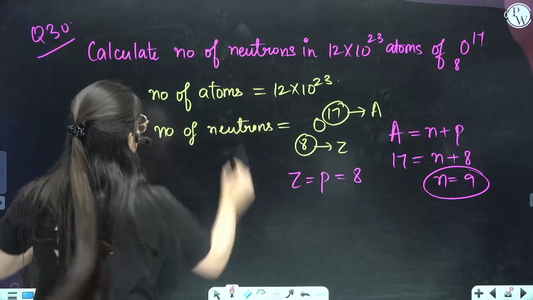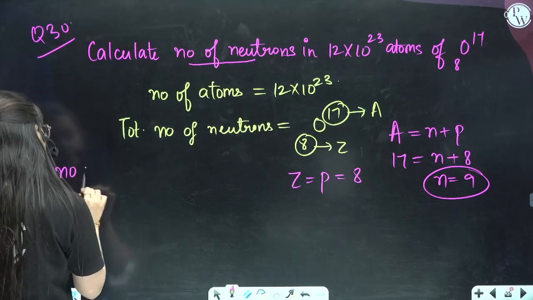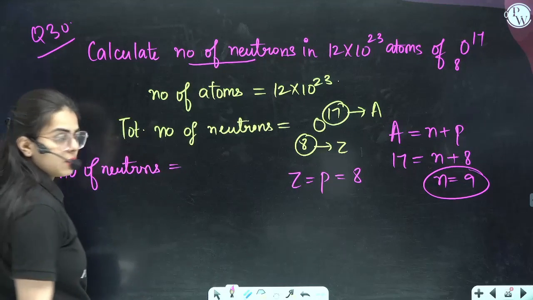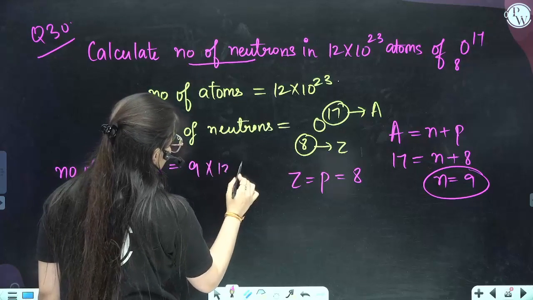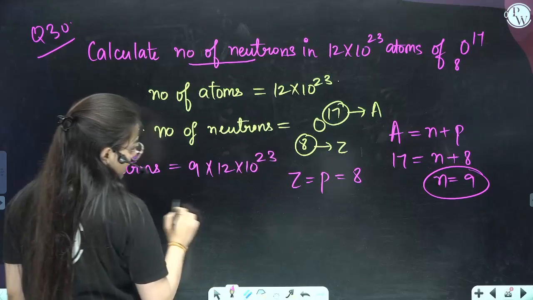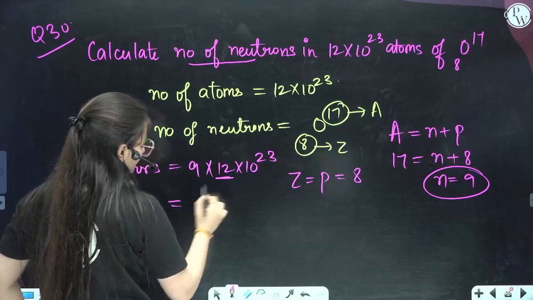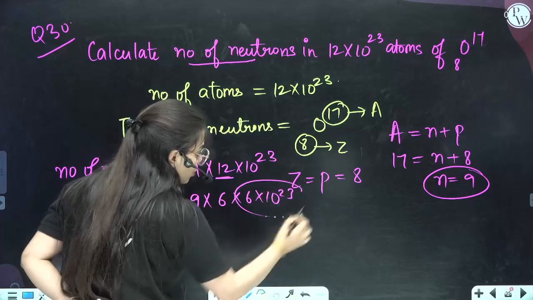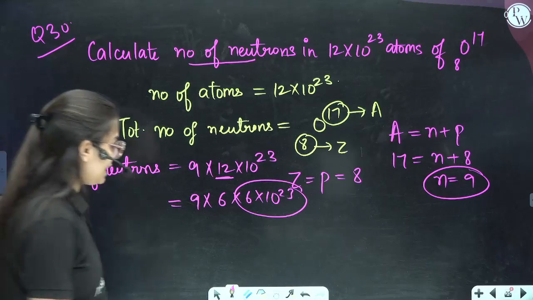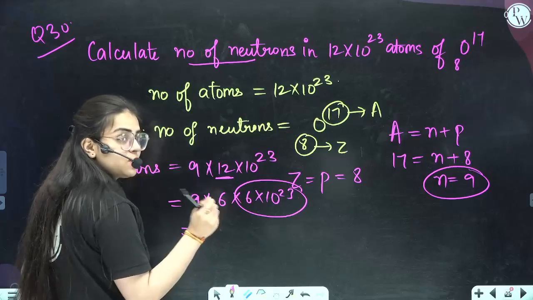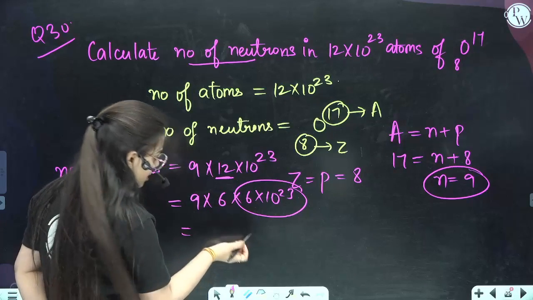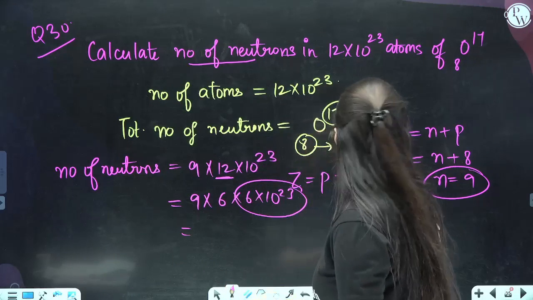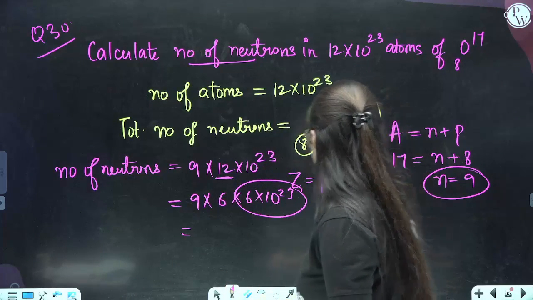Number of atoms is provided to you. They are saying calculate number of neutrons. So the formula will be number of atoms into total number of neutrons. That means 9 into 12 into 10 raised to the power 23. So can you write 12 as 2 into 6 into 10 raised to the power 23? And you know 6 into 10 raised to the power 23 is Na. So basically you can solve this question in such a way, giving 9 into 2 Na.